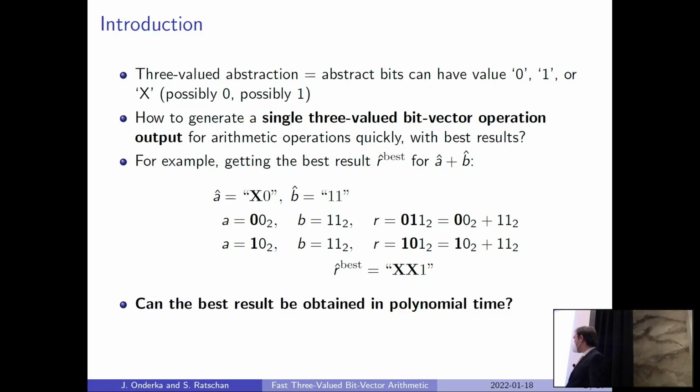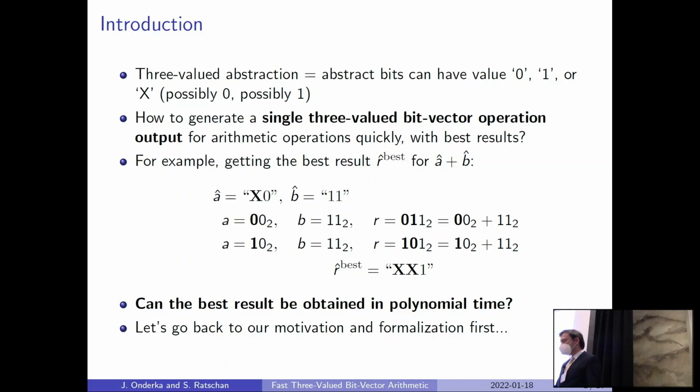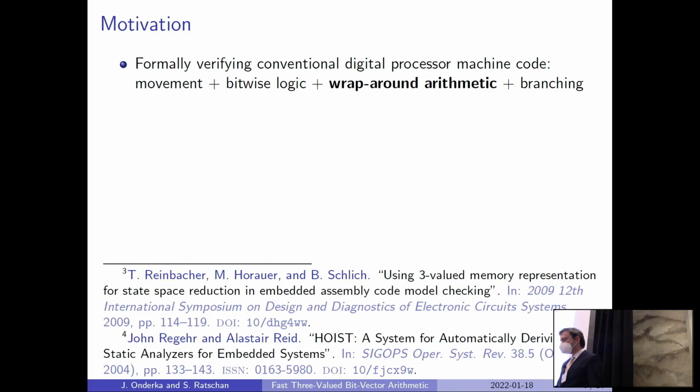So what we are trying to do is compute the best result in polynomial time. Because as we have seen, if head A or head B consisted of more x values, then this naive algorithm would have exponential time based on the number of unknown bits. I will go back to our motivation, why we are doing this exactly, and then go to a little bit of formalization before talking about our results.